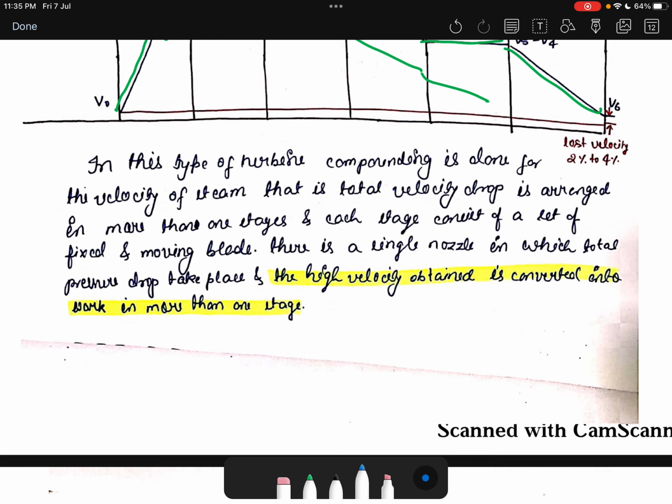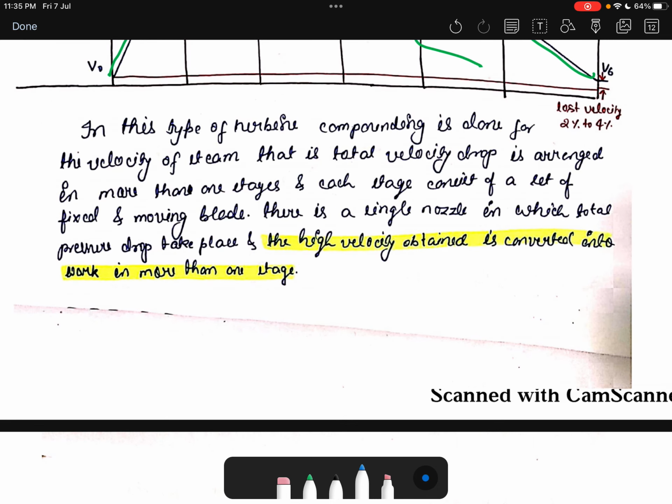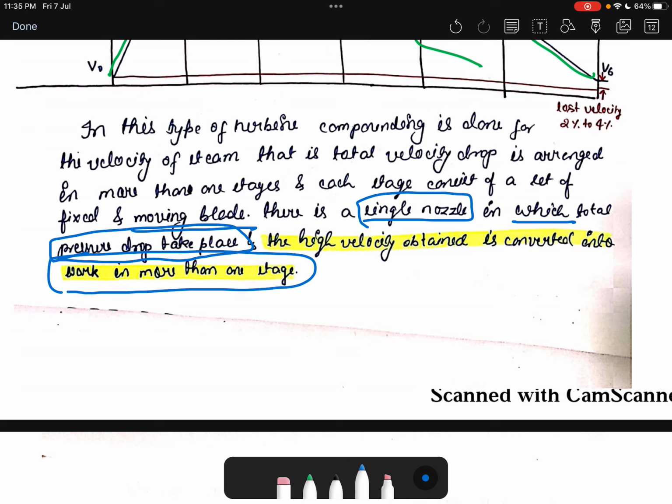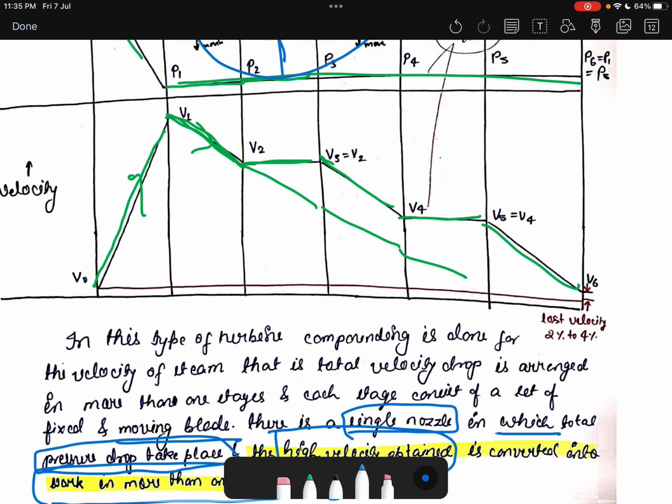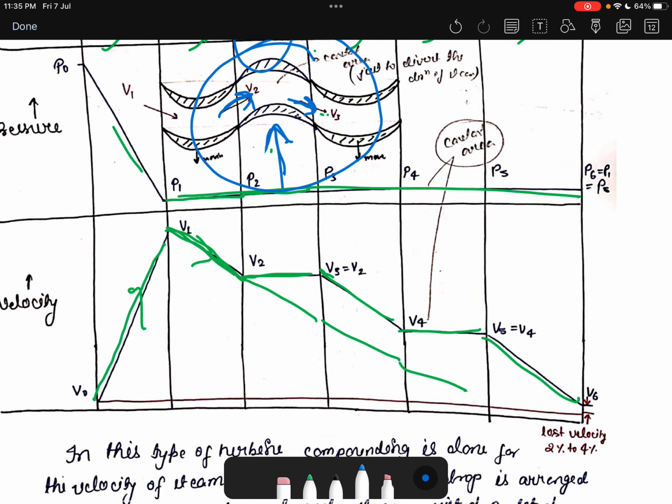Okay, so we can say that in this type of turbine, compounding is done for the velocity of steam, that is, the total velocity drop is arranged in more than one stage, and each stage consists of a set of fixed and moving blades. There is a single nozzle in which the total pressure drop takes place. The high velocity obtained is converted into work in more than one stage. So here we can say that the velocity decreases, but the power is increasing.